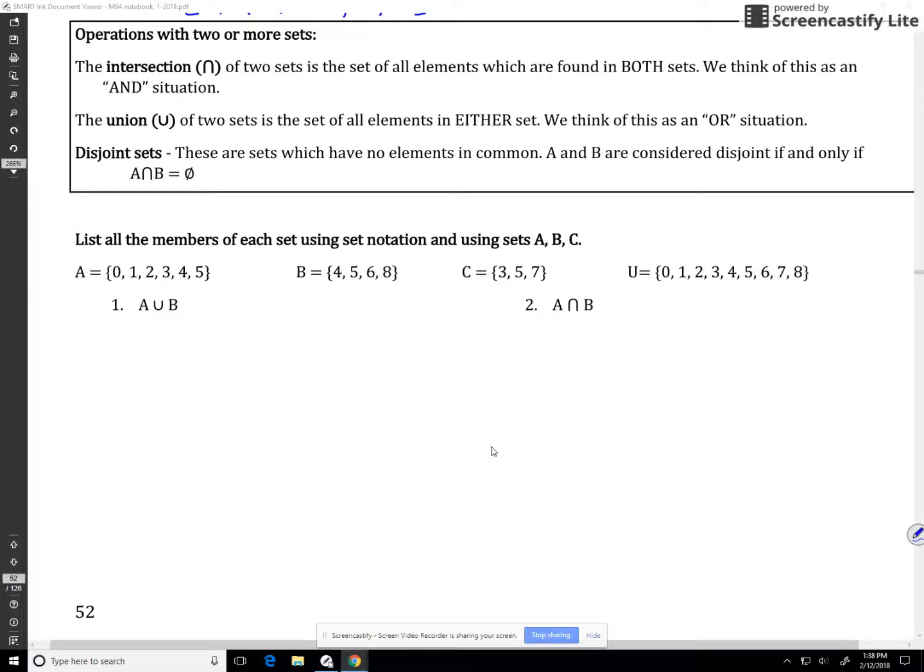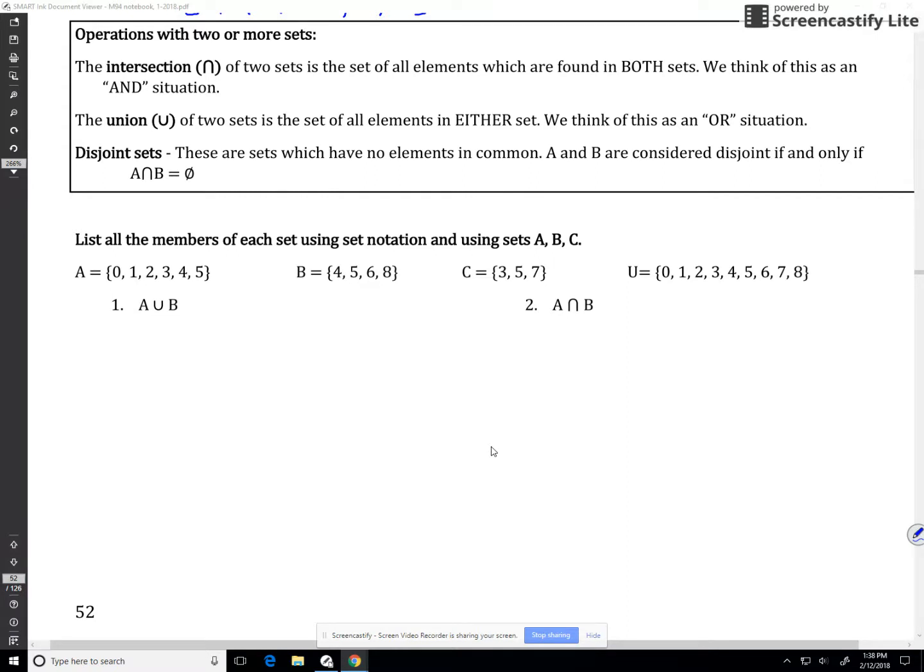Okay, now we're going to talk about operations with two or more sets. So we have two operations. We've got the intersection, which looks like an upside down U, and the intersection of two sets is a set of all elements which are found in both sets. We think of this as an AND situation, versus the union, U, of two sets, which is a set of all elements that are in either set, and we think of this as more of an OR situation.